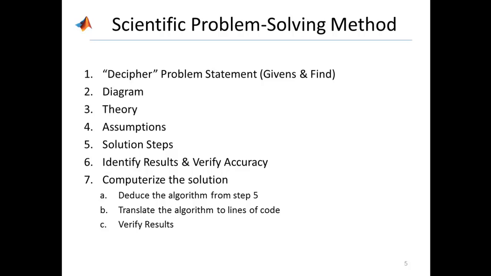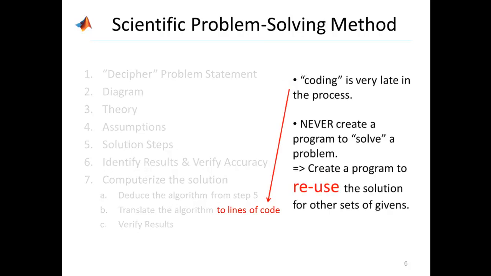Step number 7 is what is particular to this class, specifically programming. Steps 1 through 6 require absolutely no programming knowledge. Step 7 is when you realize that all the work you just did by hand is lengthy, and you would not like to do it again. So then you jump on the computer and develop a program that will reuse your solution. The coding part is very late in the process.